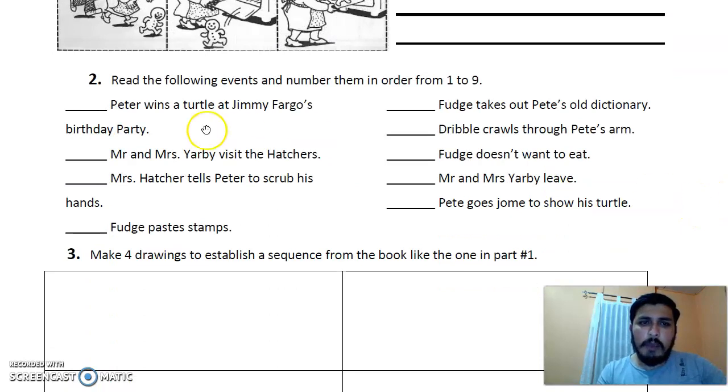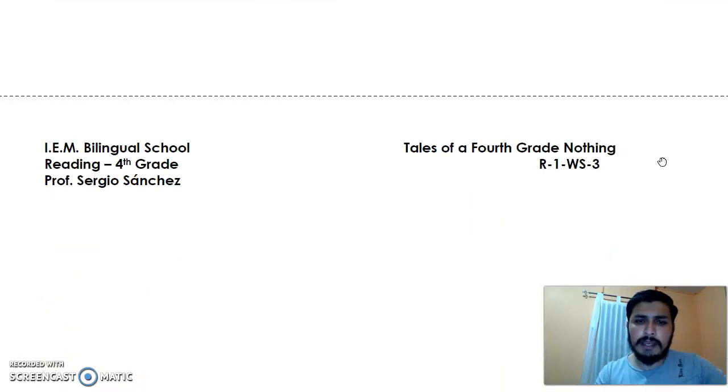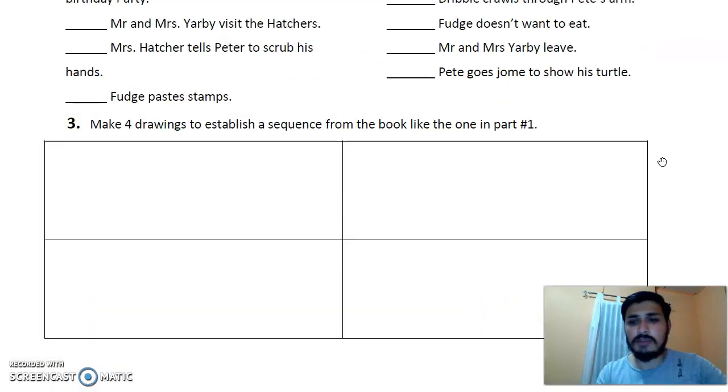In the next part, we read right here 9 events happening in the book, because we have read chapters 1 to 3. What is the first event? What happens after that? So I want you to please number them from 1 to 9, 1 being the first event that happens, and 9 being the last one. Alright? So what happens first in the book? 1. And what happens last in the book? 9. Right? And the last drawing that we see, because the other page is blank, you don't have to do anything there.